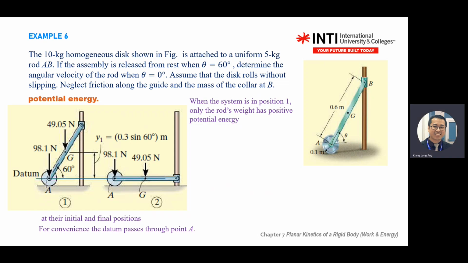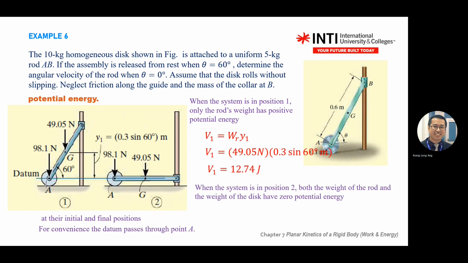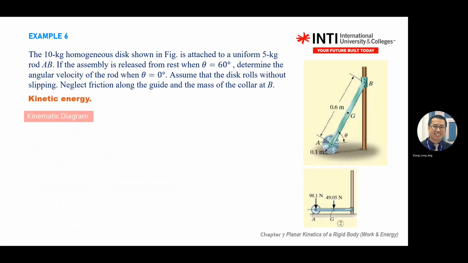This one tells you the position 1. Position 1 is here, above datum, so positive potential. So V1 equal to mgh1. Position 2 you know, 0. So potential 0. Here you don't have spring, so no spring energy, right? This also is always at the datum, so 0, no potential.